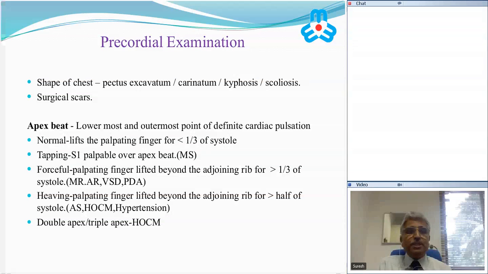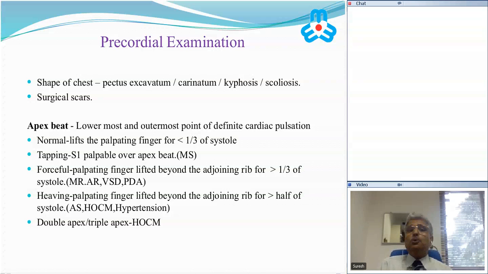Having noticed the shape of the chest and any scar, the first thing that you should feel and see is the apex beat. A question that most people will ask is, do you describe things in inspection and palpation? It's not necessary. You can combine them wherever possible so that you can give a meaningful description. For instance, the apex beat is something that you see and you palpate, so you can just describe it. And the apex beat is the lowermost and the outermost point of definite cardiac pulsation.